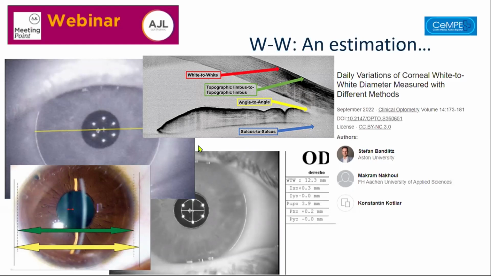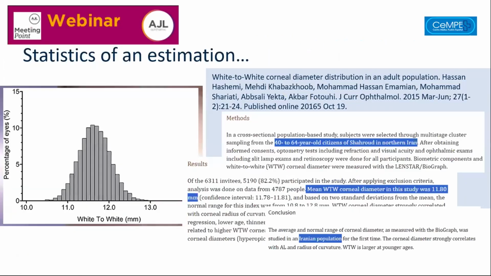Also, some optometrists have done a study on the white-to-white, and there's a daily variation in the measurement. This is not because the anatomy changes, it's because the machines are not that precise. So again, white-to-white is an estimation. It's not a perfect measurement of the size of the bag. Then you must know your machine. This is the best advice I can give you.